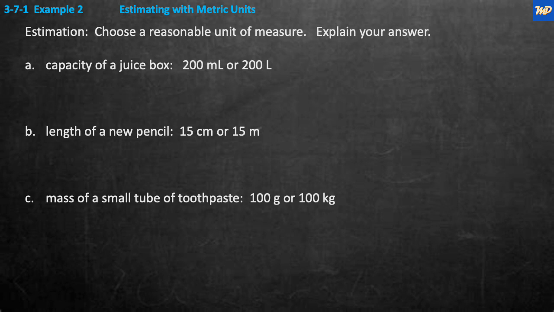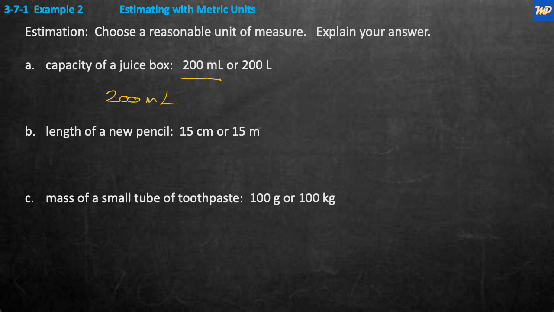But 200 liters, a liter is like a quart. So you're not going to measure a juice box in 200 liters. You wouldn't say 200 liters, would you? This juice box is more like 200 milliliters, okay? 200 milliliters.